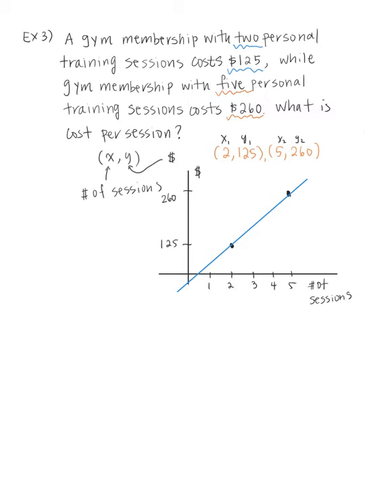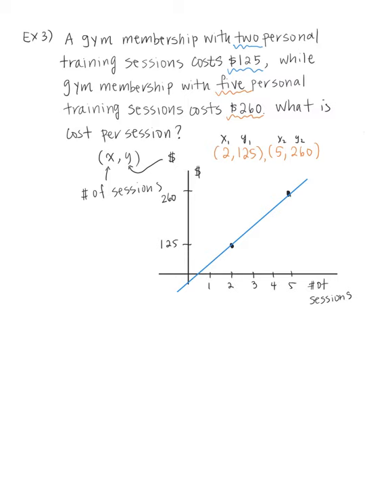So given those 2 points, do you see that we should be able to come up with the equation of our graph? But before we do that, let's try to understand what's going on here. 2 sessions is going to cost $125, 5 sessions, $260, right? Now, what's the question asking? What is the cost per session, meaning 1 session? That means that what the question is asking is, when x is 1, what is the corresponding y value?